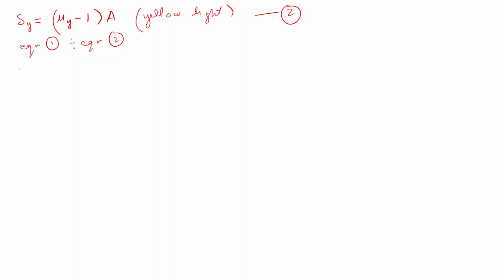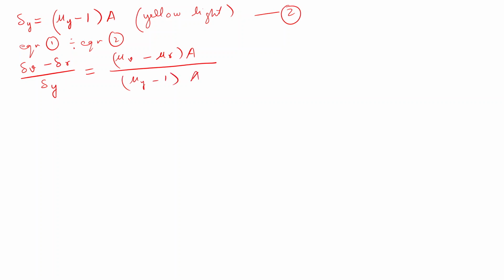on the left hand side we get delta V minus delta R divided by delta Y, equal to, on the right hand side, mu V minus mu R times A. The denominator will be mu Y minus 1 times A. This A will be cancelled, and this is the ratio which is known as the dispersive power of the material of the prism.